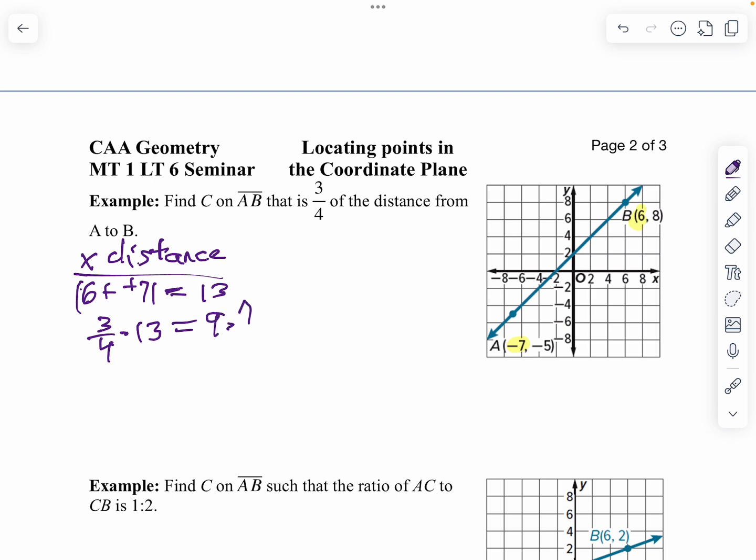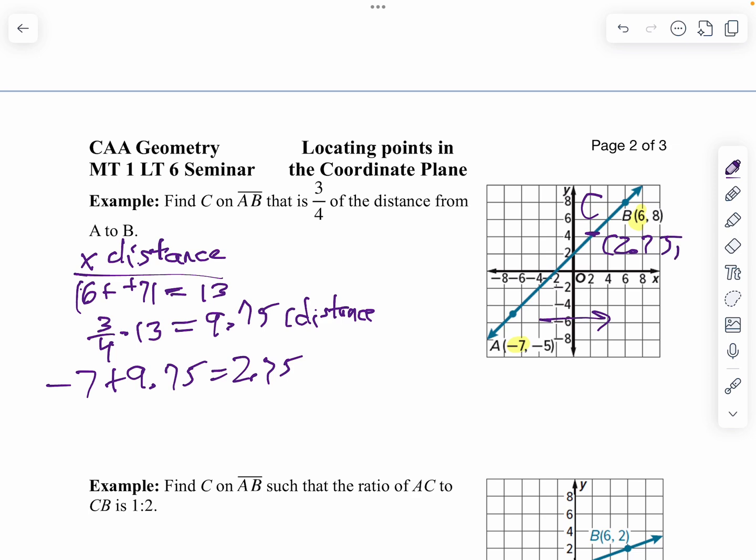And just like on the last seminar, that's not my answer. I do have to pay attention now with my directed line segment. I'm going from A to B, so I'm going to the right, aren't I? So I'm going to take negative 7 plus 9.75. And that'll be 2.75. So if I go at 2.75, there, I'm right about there, aren't I? So that's going to be point C. It's going to be at 2.75.